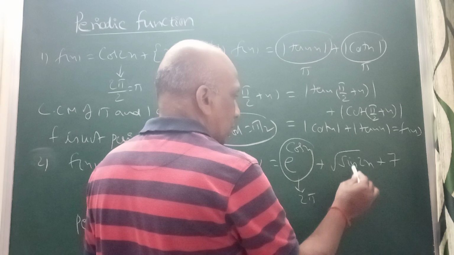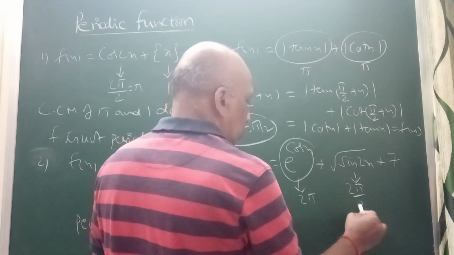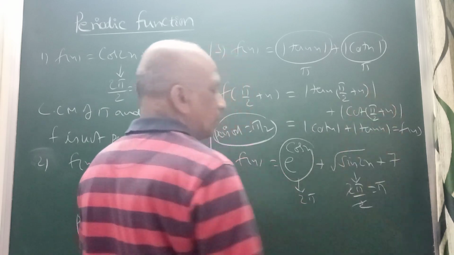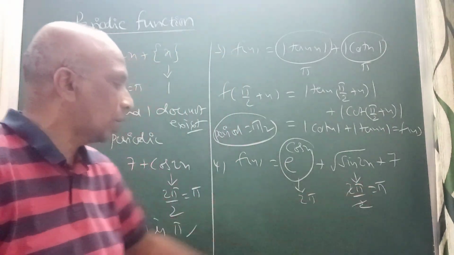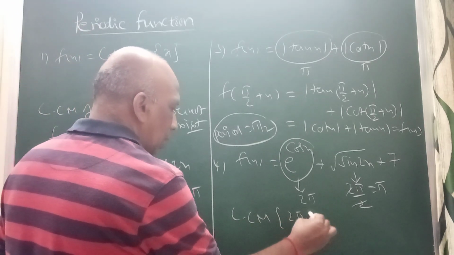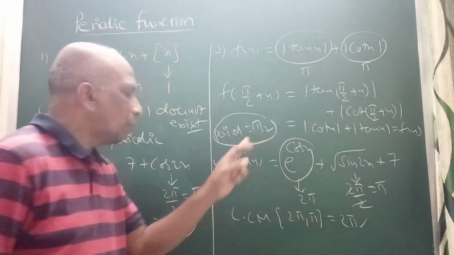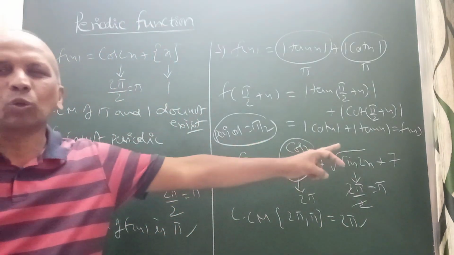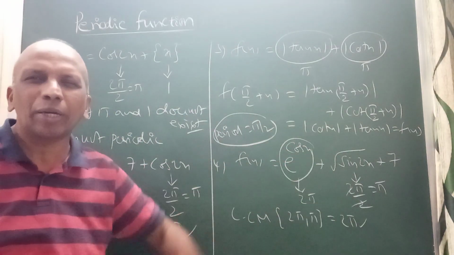Root of sin 2x. The period of this one is 2 pi by 2, so the period is pi. So now what is the period of f of x? LCM of 2 pi comma pi. This will be 2 pi, right? So the period of e power cos x plus root of sin 2x plus 7, your answer will be 2 pi. Like this you can find it.